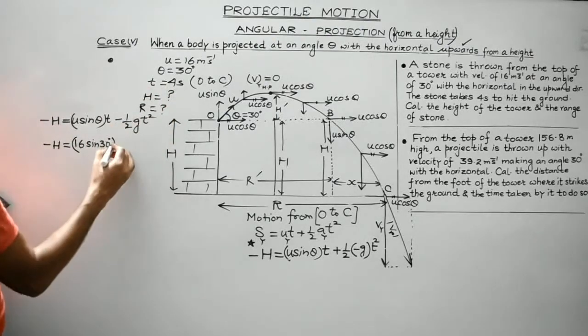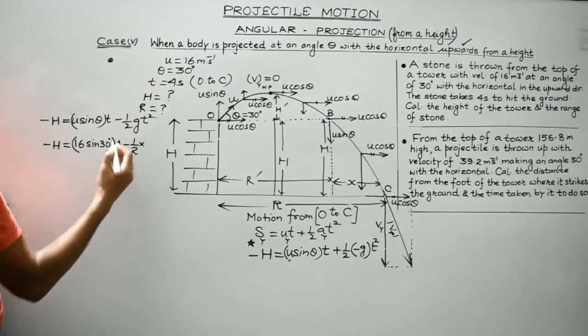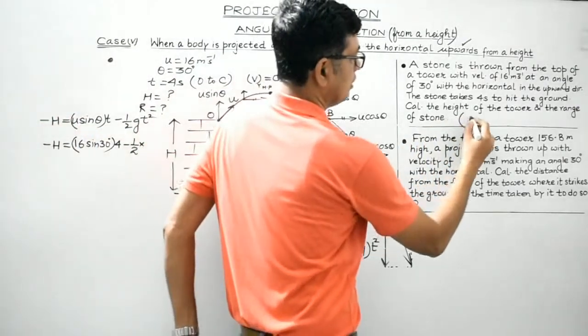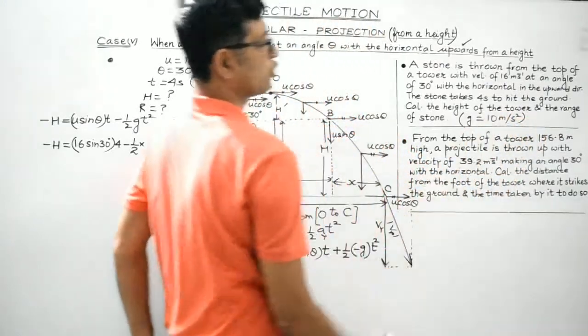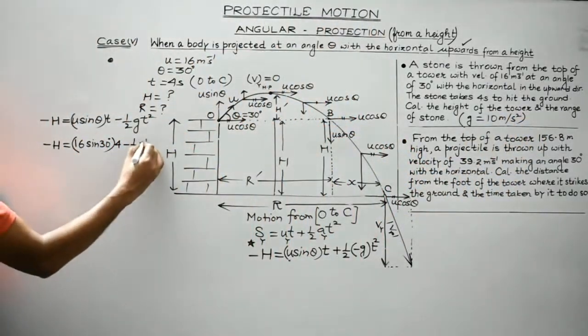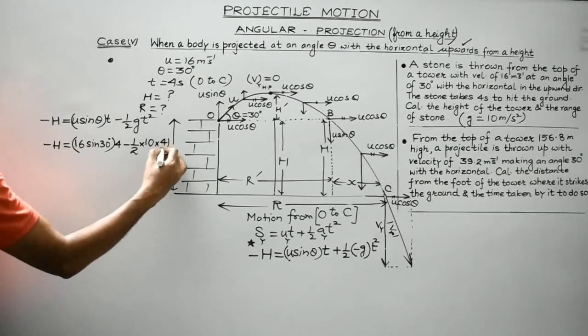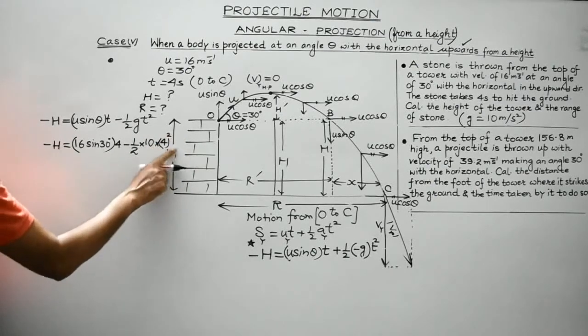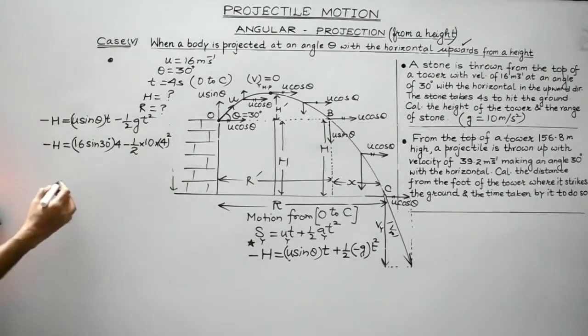T is given to be 4 seconds. Minus half. Suppose we take g as 10 meter per second square. So here we will take 10 multiplied by t, which is given to be 4, so it will be 4 square. Right, students? Okay.